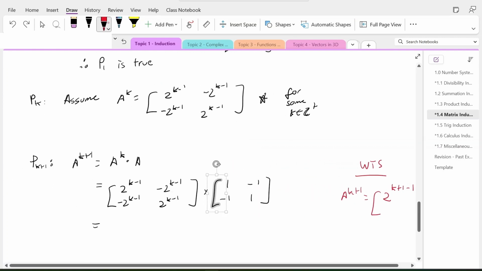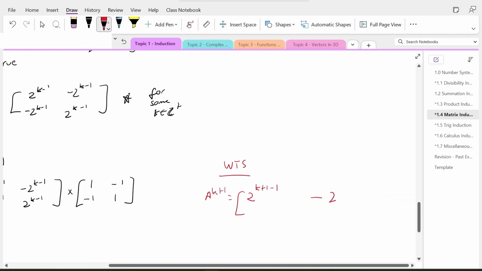All right, so this next one should be minus 2 to the K plus 1 take 1, minus 2 to the K plus 1 take 1, and 2 to the K plus 1 take 1. And then that is just going to be 2 to the K minus 2 to the K minus 2 to the K and 2 to the K. So that's what we'd like to show.